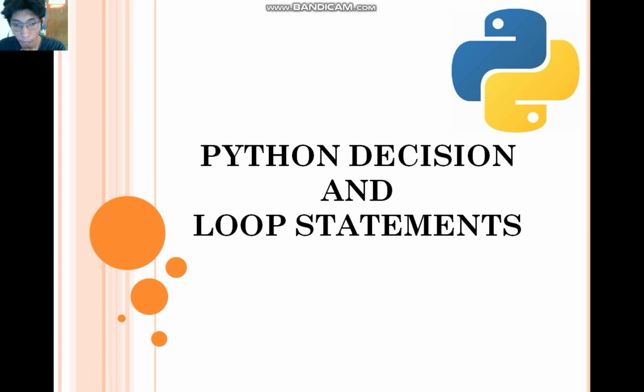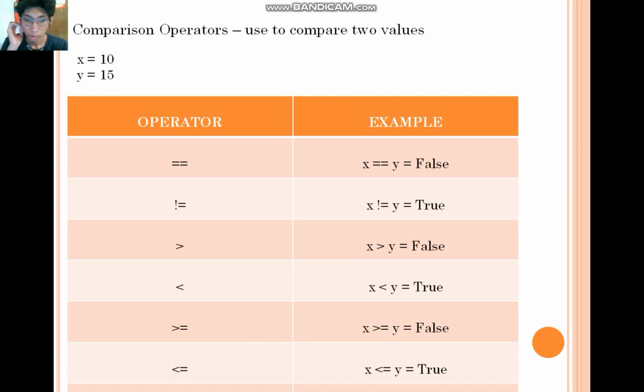First, I will talk about comparison operators. Comparison operators are used to compare two values and return a Boolean value. Here are the comparison operators in Python. First, we have the equals operator that checks if both values are equal, and returns false otherwise. The not equal operator checks if the two values are different and returns true if the values are not equal, and false if they are equal.